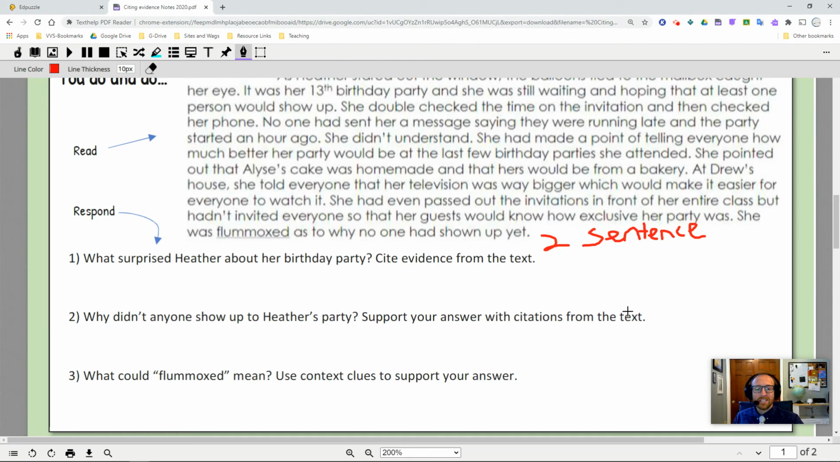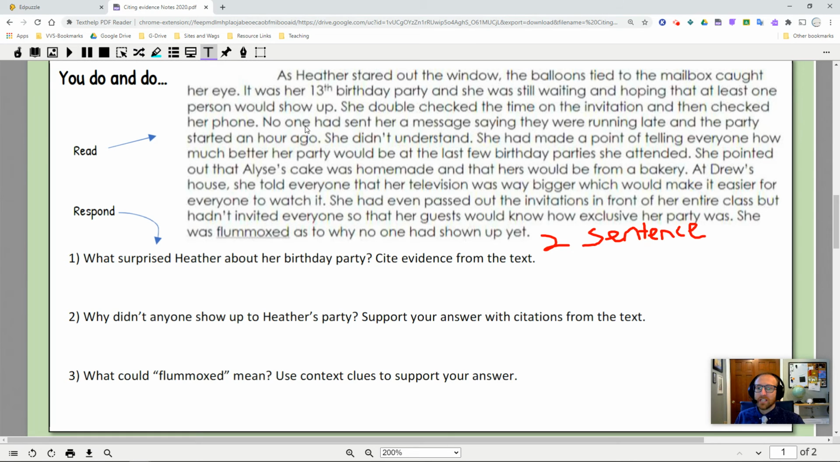The first sentence is a TTQA, and the second sentence starts with according to the author, and then brings in some text evidence. You won't be able to copy and paste any of this text, so you're going to have to do a little bit more typing than you'd probably care for, but that's how it goes, okay? 3 questions, 2 sentences each. First sentence is a TTQA. Second starts with according to the author, all right?